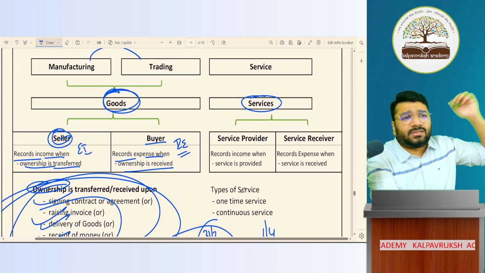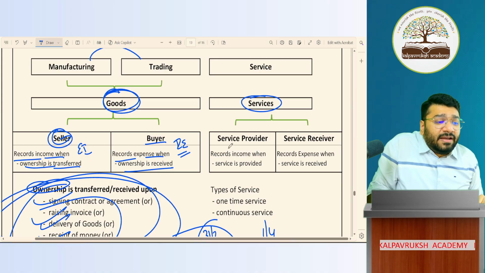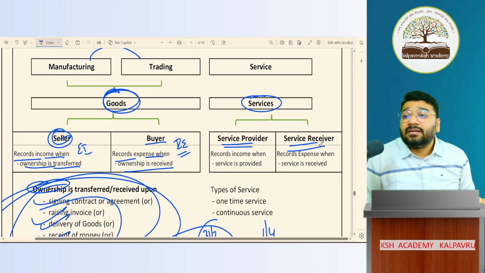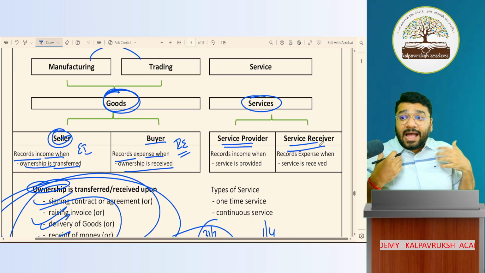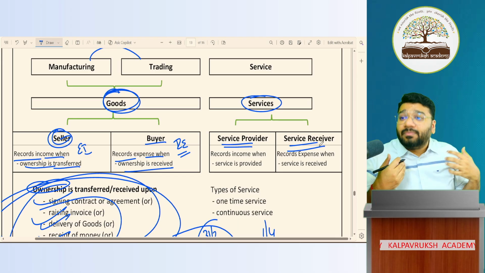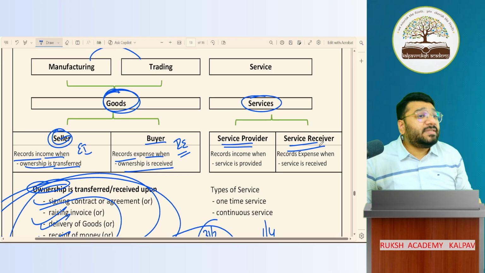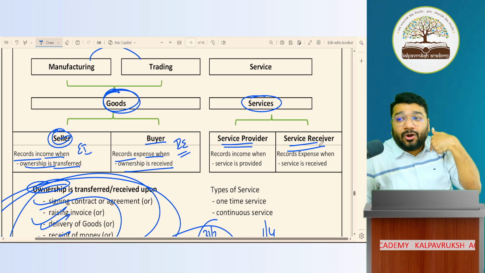So this you said for goods, sir. What about services? When will the service provider record his income? And when will the service receiver record his expenditure? In our case, who is the service provider? I am the service provider. Who should record income? I should record income. Who are you? Service receiver. What should you record? Expenditure. When will you record expense and when will I record income? Tell me.